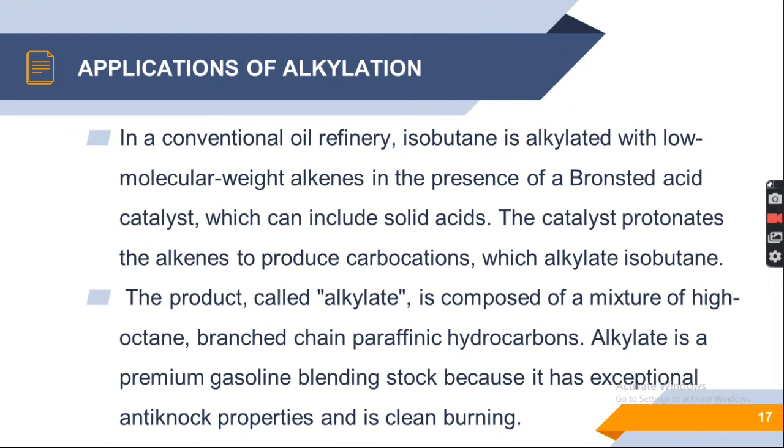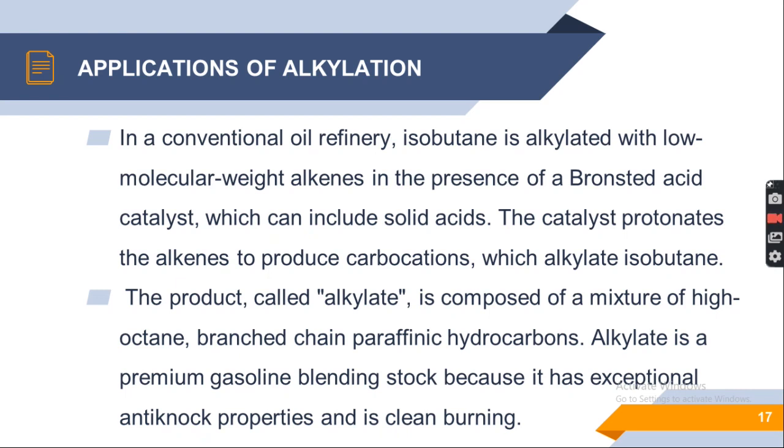So in a conventional oil refinery, isobutane is alkylated with low molecular weight alkenes, that is propenes, in the presence of a Bronsted acid catalyst, which can include solid acids. The catalyst protonates the alkenes to produce carbocations, which then further alkylate the isobutane. The product formed is known as alkylate. It is composed of a mixture of high-octane, branched-chain, paraffinic hydrocarbons.